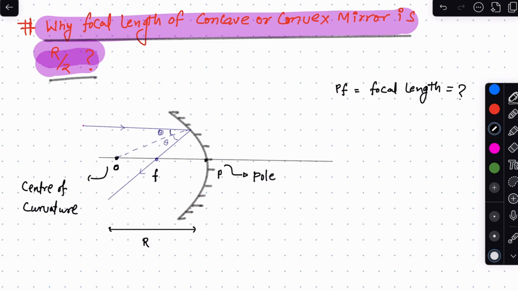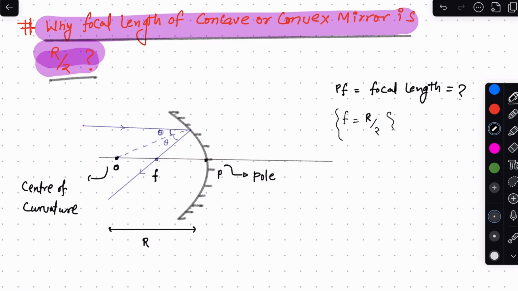You must have used this f equals R by 2. Let me write it down. You studied this in the 10th class, and in your senior classes as well you will use that the focal length is R by 2 in ray optics and geometrical optics. If you are a 10th student watching this lecture, it is also useful for you.